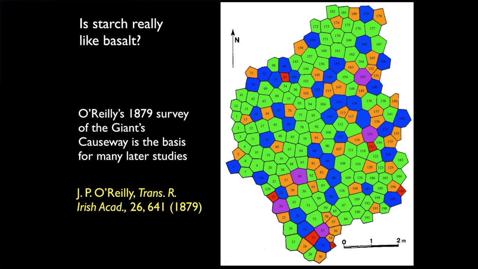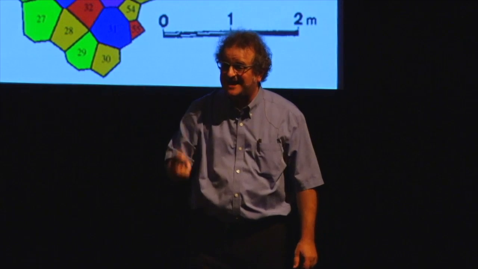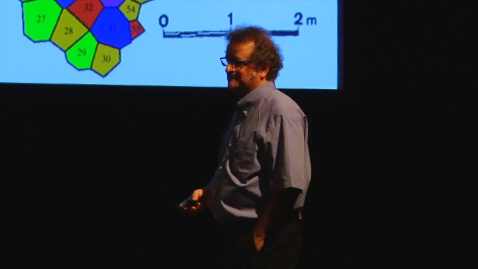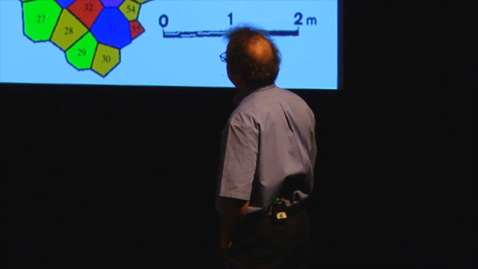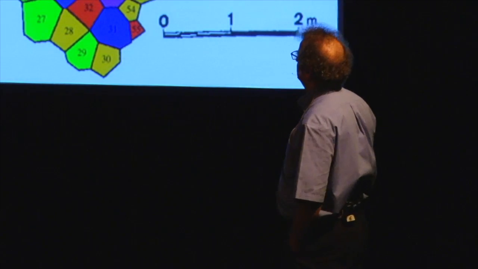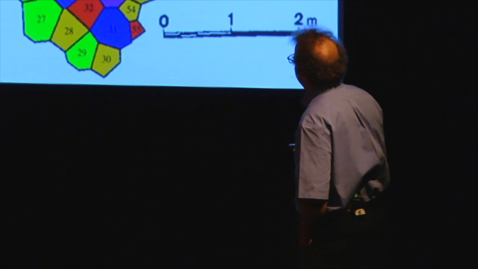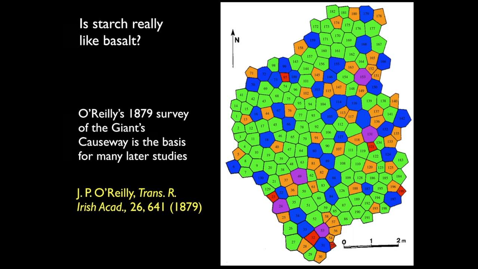It's only a few meters wide and maybe 4 or 5 meters long. His paper is full of crackpot ideas and a great big data table. So ever since then, it's basically O'Reilly's data that's the best data around for looking at the statistics of the columnar joints, and that's from 1879. What we did was we took O'Reilly's map and we colorized it using computer software, which O'Reilly was not able to use. His map is in black and white.